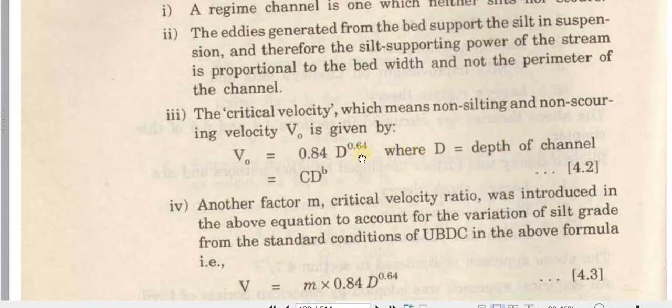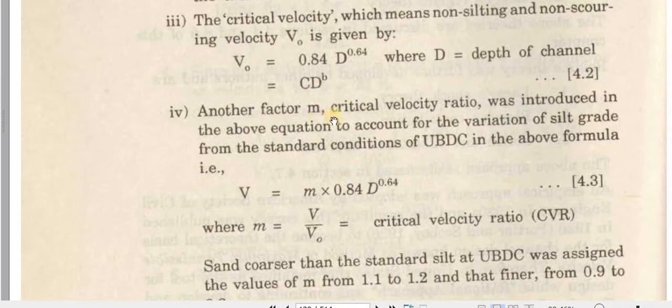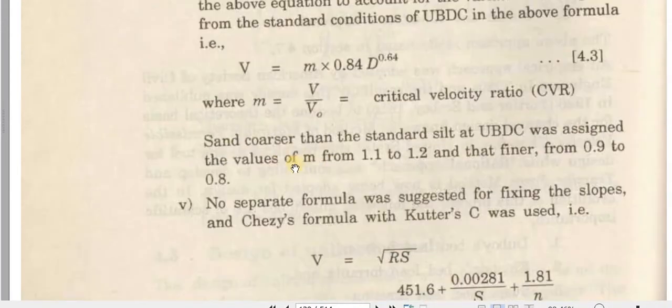into D to the power 0.64, where D is the mean depth of the channel. So 0.84 is the coefficient C, and 0.64 is the exponent, which is also a coefficient. Then another factor M, the critical velocity ratio, was introduced, which is equal to actual velocity over critical velocity. So that is equal to M, and that is equal to V over V0. You can see this equation. Then if the sand is coarser than the standard silt at the Upper Bari Doab Canal, it was assigned a value of M from 1.1 to 1.2. If there is sand, then we can assign higher values, and if there is silt, we can assign slightly lower values.